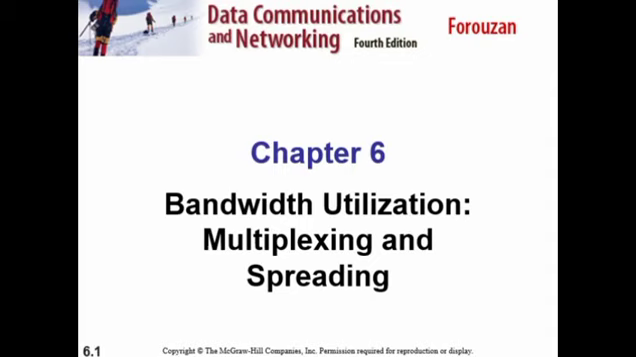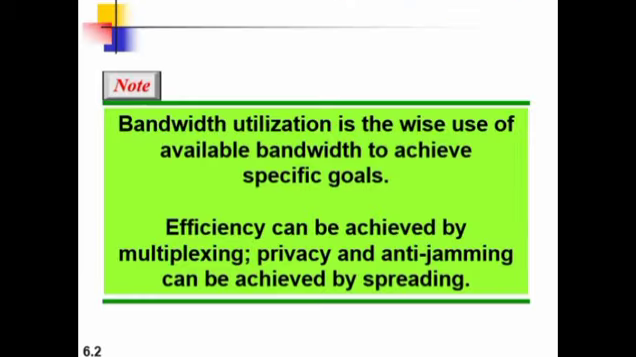So first of all, let's discuss what actually bandwidth utilization is. Basically, bandwidth utilization is the use of the available bandwidth to achieve specific goals. Efficiency in the bandwidth utilization can be achieved by multiplexing, privacy and anti-jamming can be achieved by spreading.